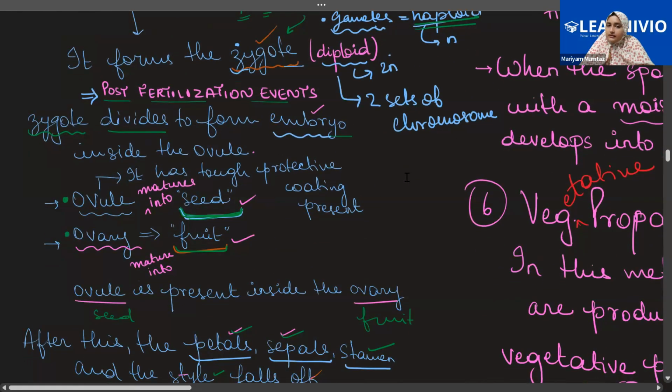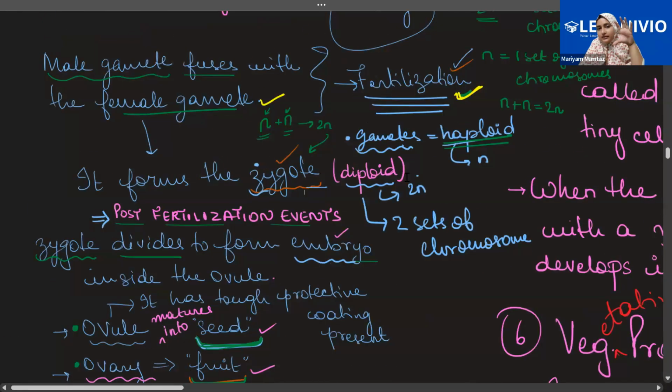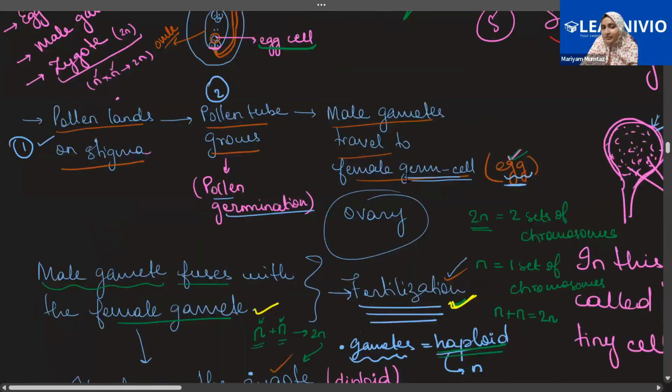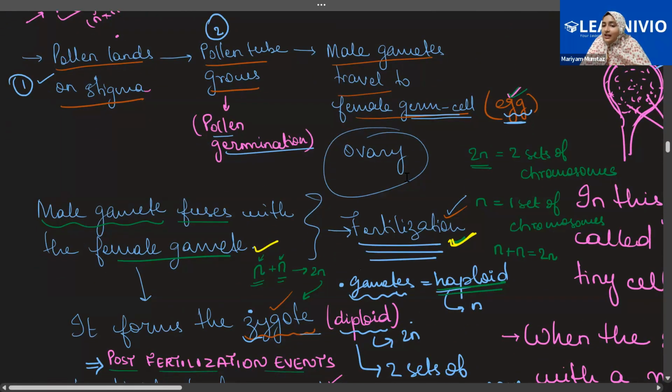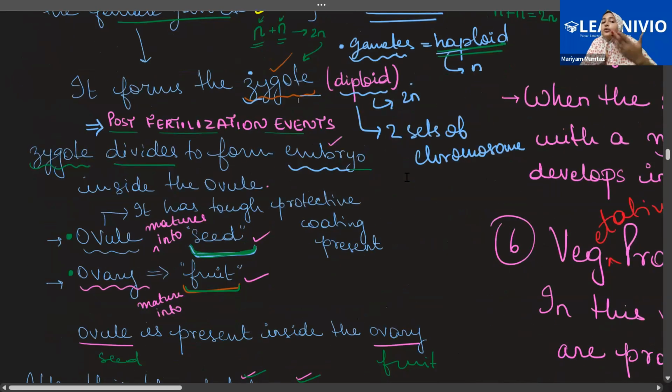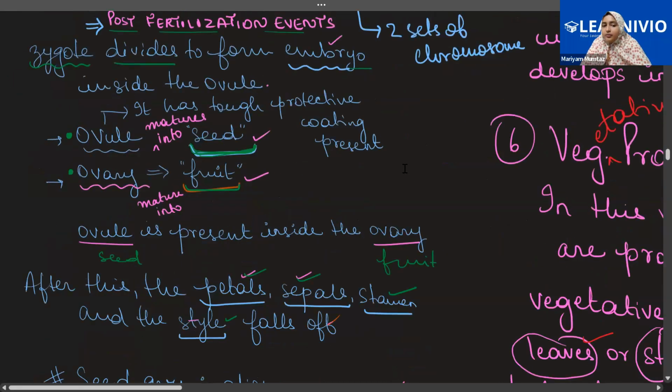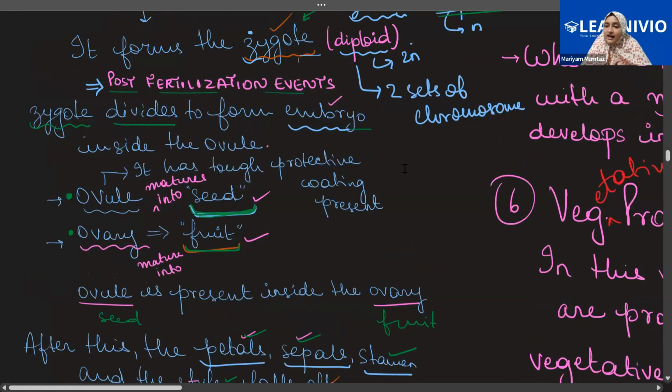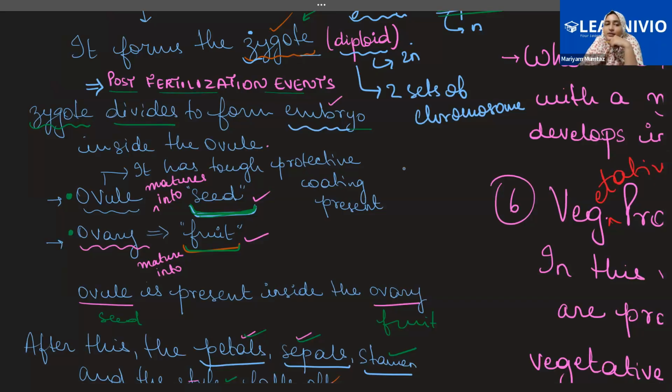Now, up until now, the point wherein the fertilization is taking place, we'll say that this is the fertilization event. Then comes the post-fertilization event. Post means the things that are happening after the fertilization has been done. Now the zygote, which was a diploid structure that was formed, will start to divide and form the embryo inside the ovule only. All of these activities will be happening inside the ovule. So the zygote divides to form the embryo inside the ovule.